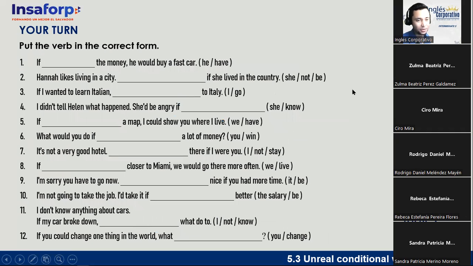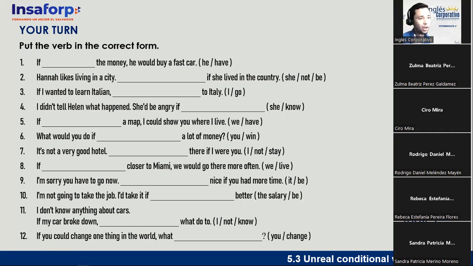Pero en este ejercicio ya está más difícil porque tienen que ver cuál de las dos partes es la que va a llevar el past simple y cuál va a llevar el would y el verbo. En realidad está fácil, solo vean, dice if, ¿verdad? El if nos da la señal de que lo que sigue va en past simple, ¿ok? Si no va el if, como en este caso, en la número 2, entonces no van a ocupar past simple. Van a ocupar would y el verbo en forma base.